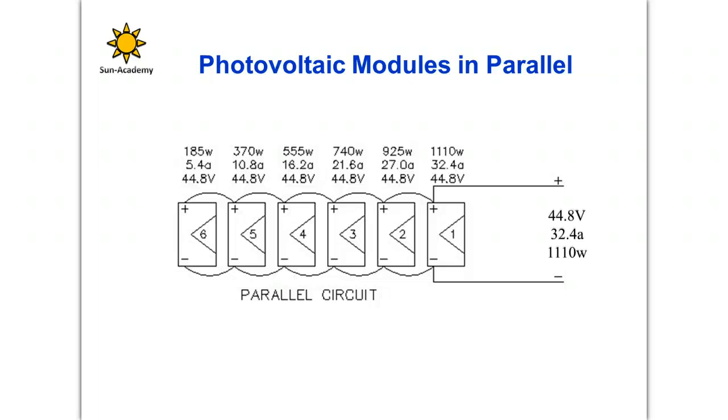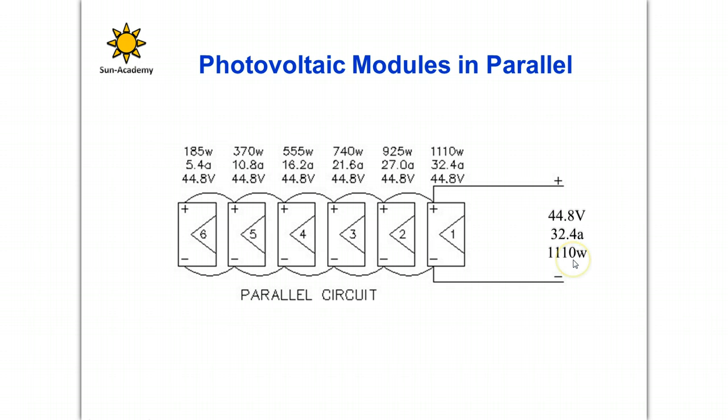Similarly, 6 modules connected in parallel, pluses to pluses, minuses to minuses. In each module the current is additive and the voltage remains the same. 48.4 volts measured here, here, here, and here always measures 48.4 volts, but the current is additive. 5.4, 10.8, 16.2, and finally, if you measure it across the entire system, is 32.4 amps.